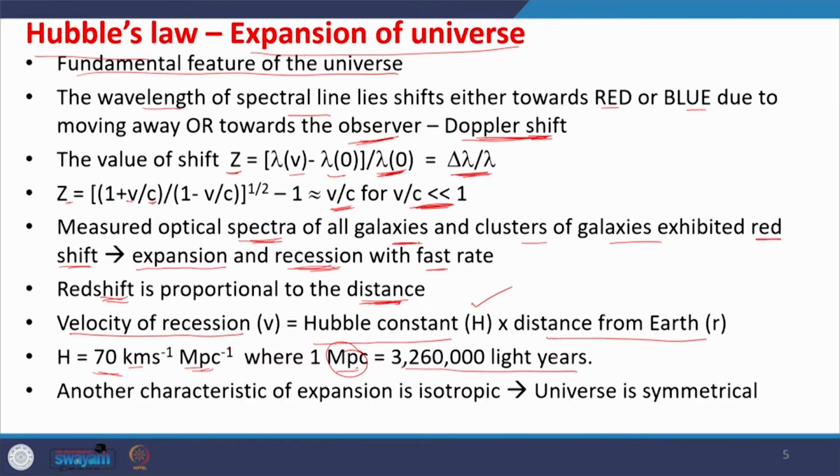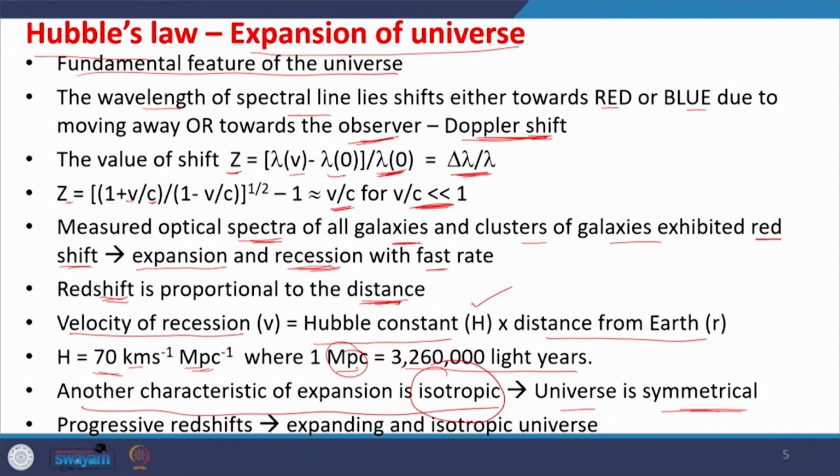Fine. And another interesting characteristic of the expansion is its isotropic nature, and this says that the universe is more or less symmetrical. So, these are some of the salient features of Hubble's law, which supports the idea of expansion of the universe. So, this is one of the important selected properties of the universe, and the progressive redshifts give an idea about the expanding and isotropic universe.